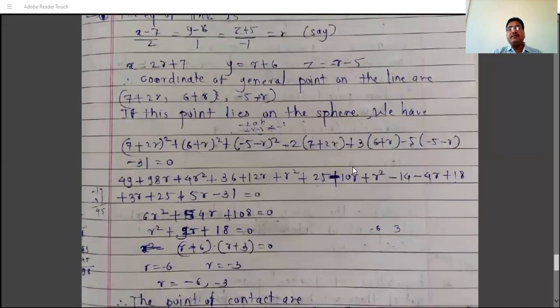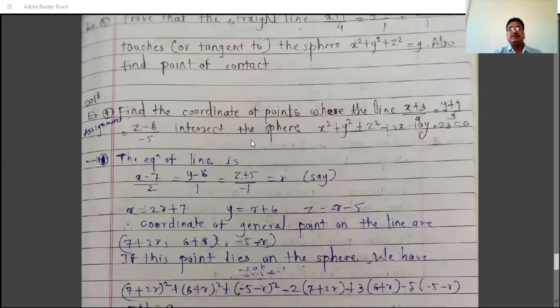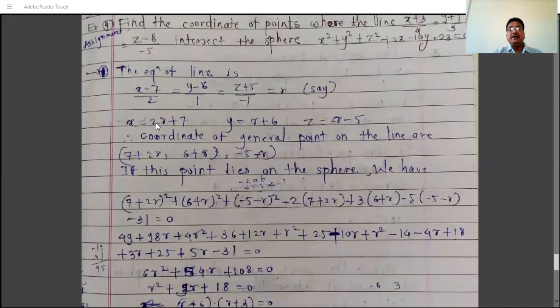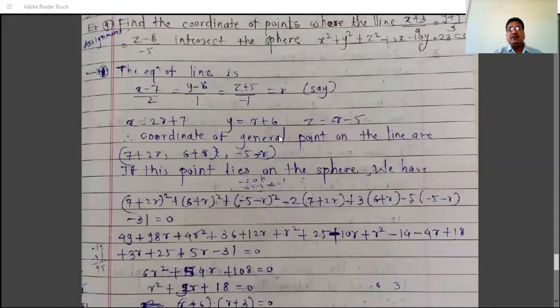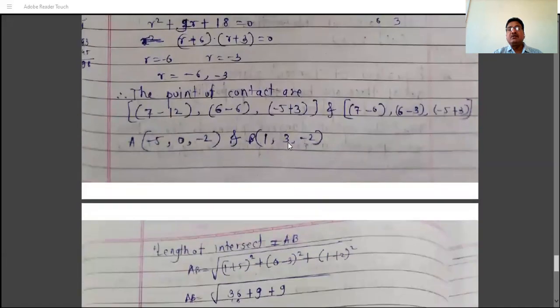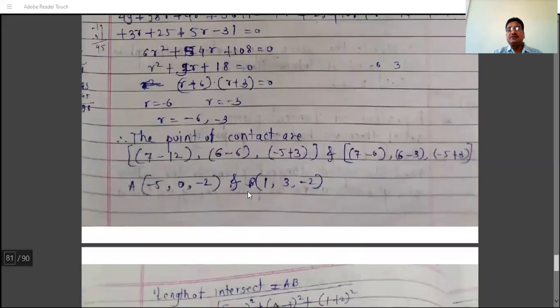And B is what? Substitute r as minus 3 in this formula. So minus 6 plus 7 means 1, yes 1, and then minus 3 plus 6 is 3, the second coordinate, and then minus 5 plus 3 becomes minus 2. So this point is correct. Correction is here: minus 5, 0, 1.